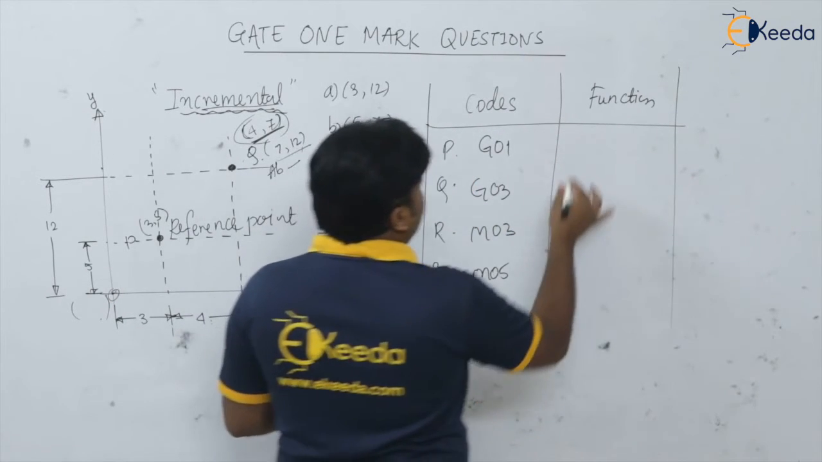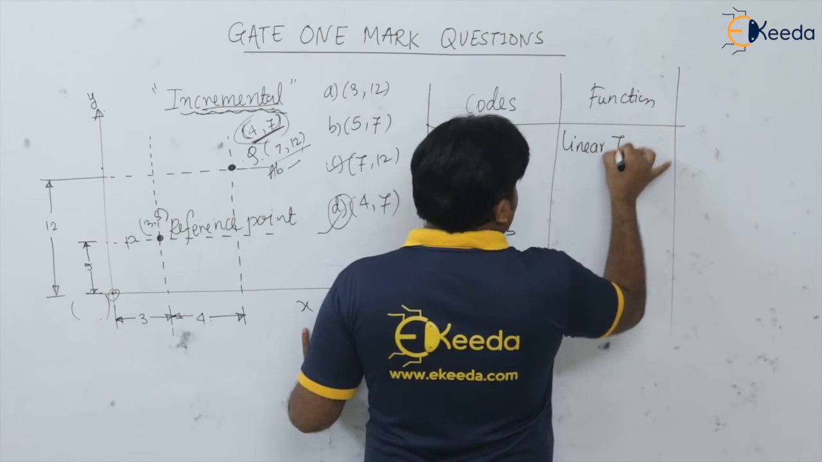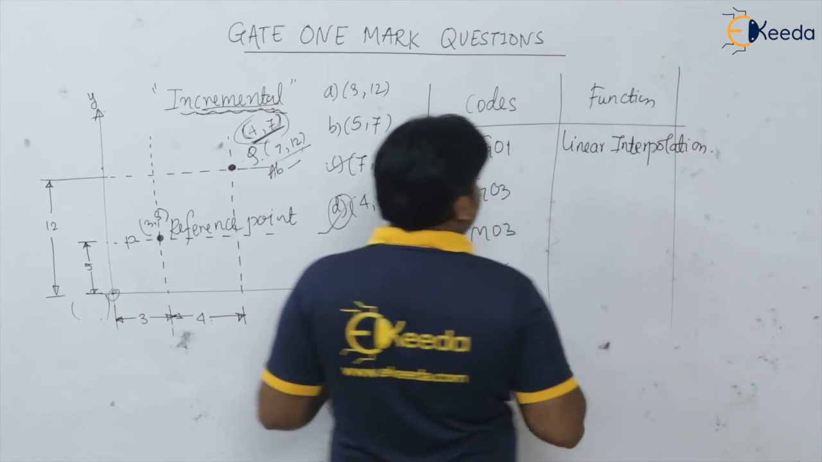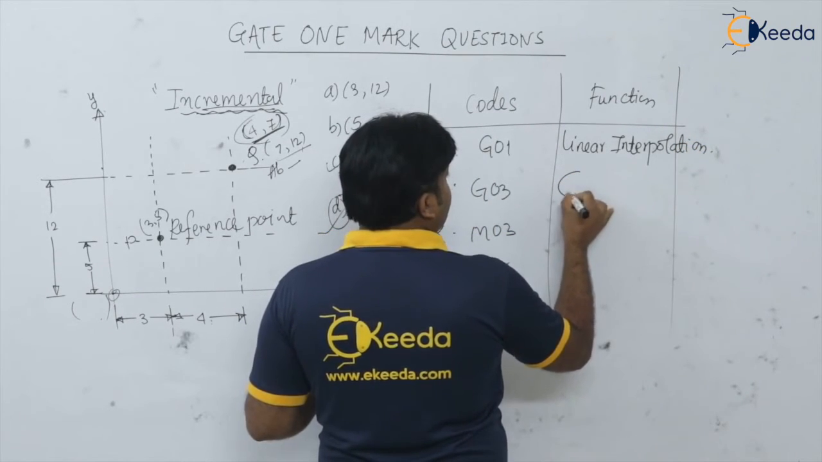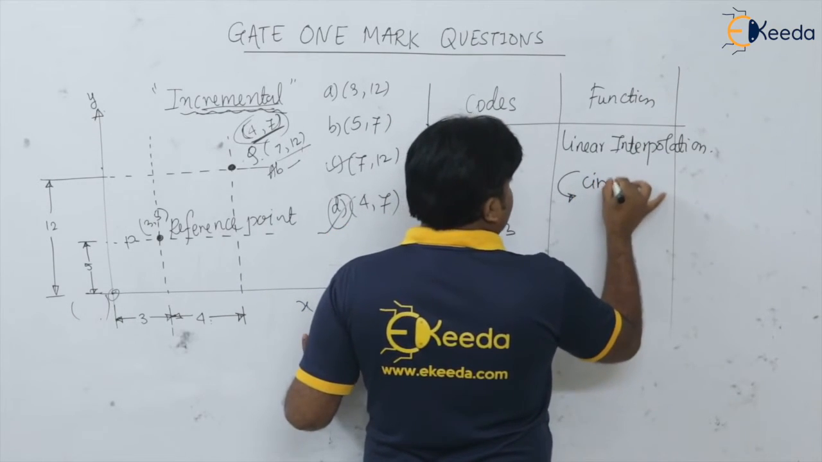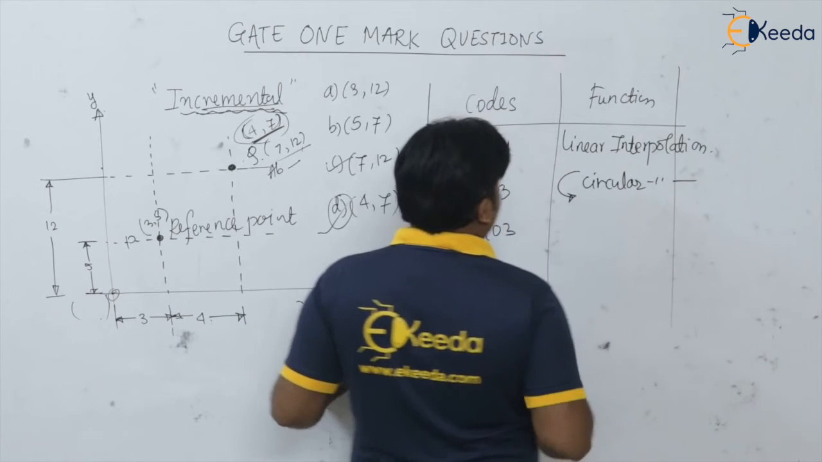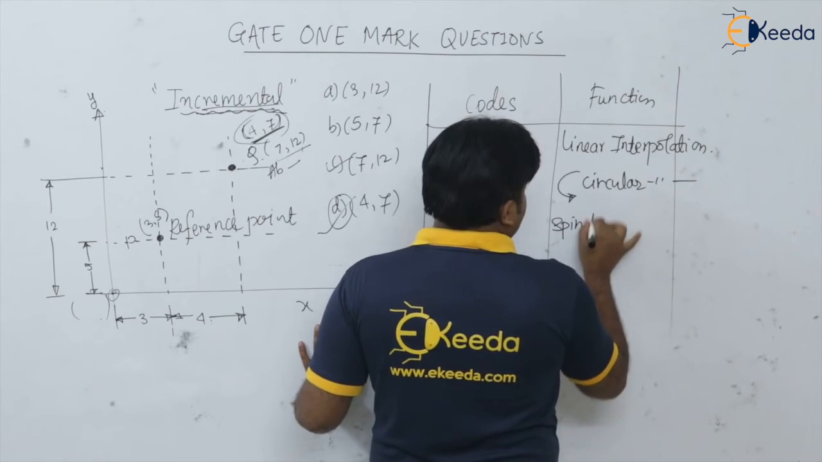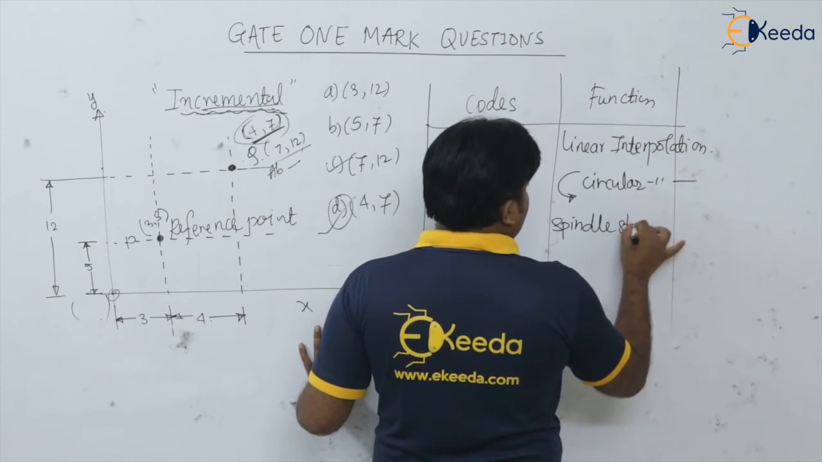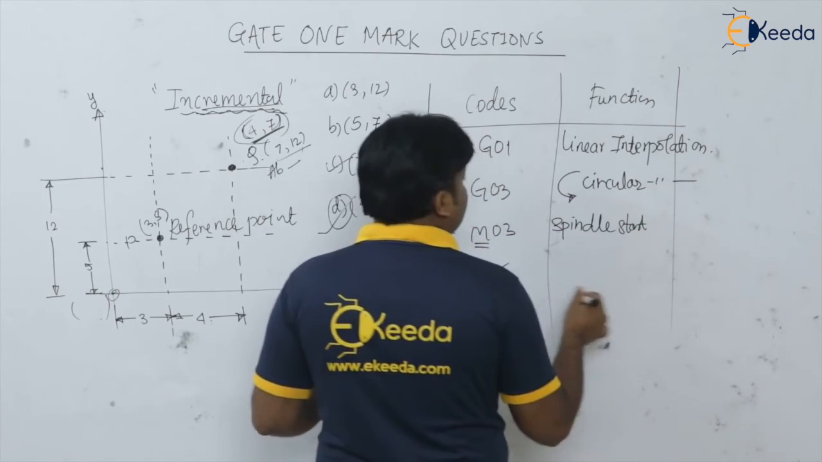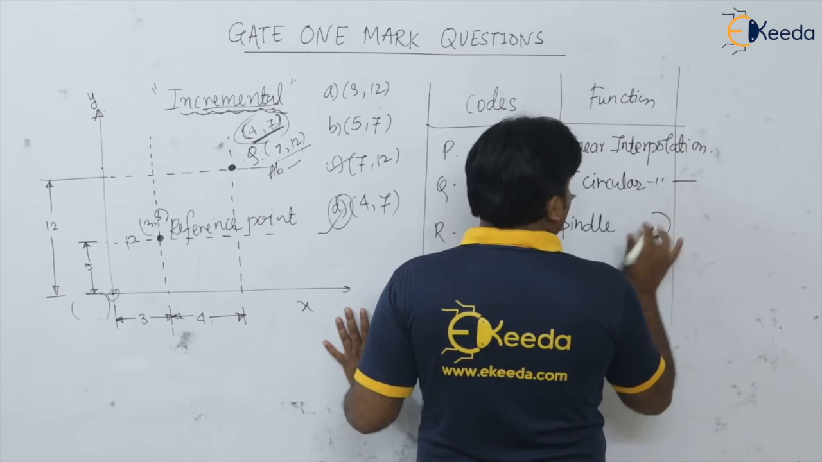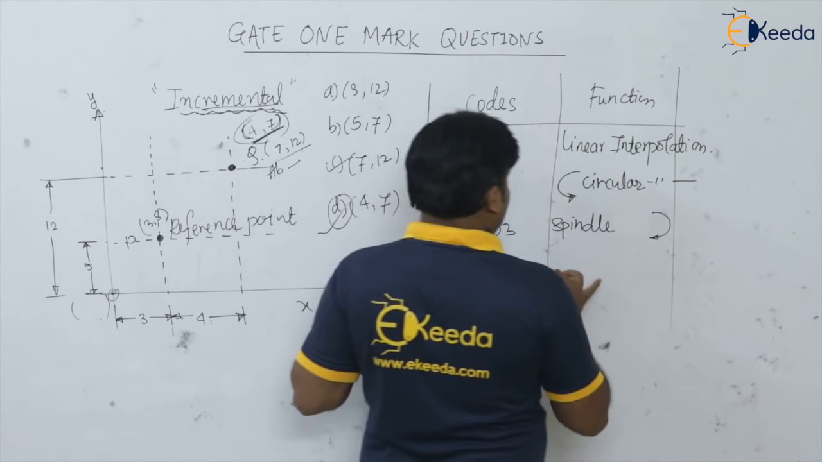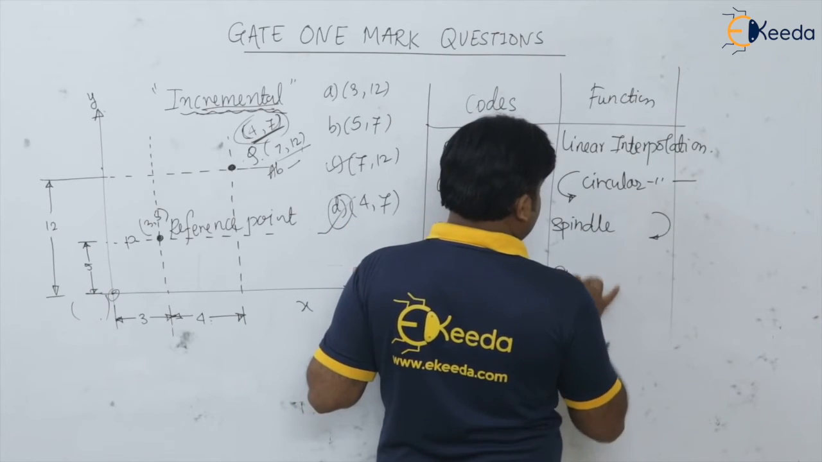We know the G01 is what? It is linear interpolation, isn't it? It is linear interpolation. G03, we know that it is circular interpolation but in counterclockwise direction. This is circular interpolation. M03 is what? It is spindle rotation or spindle start, that is spindle rotation in clockwise direction, isn't it? Spindle rotation in clockwise direction. And M05 is what? It is nothing but spindle stop.